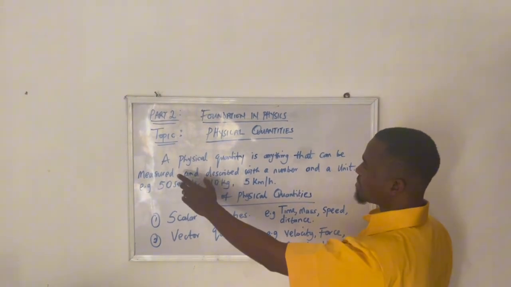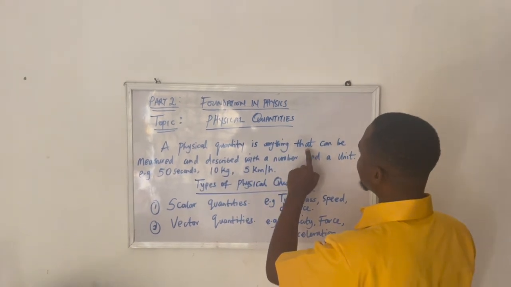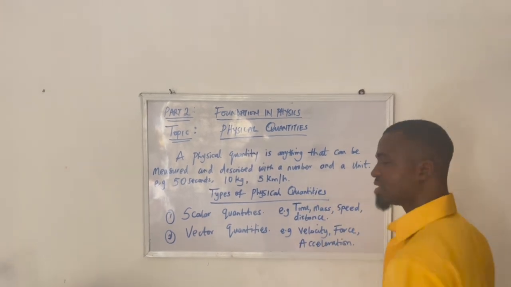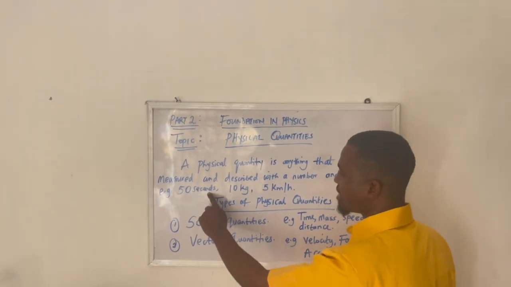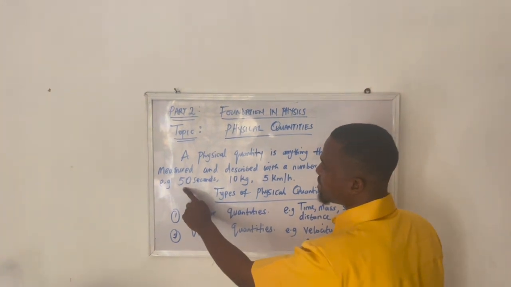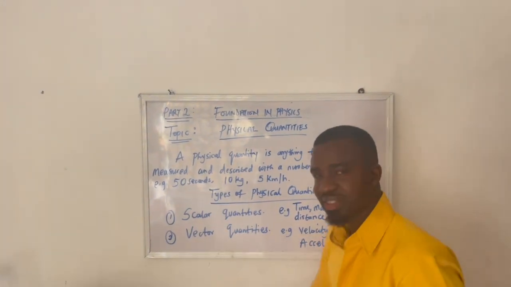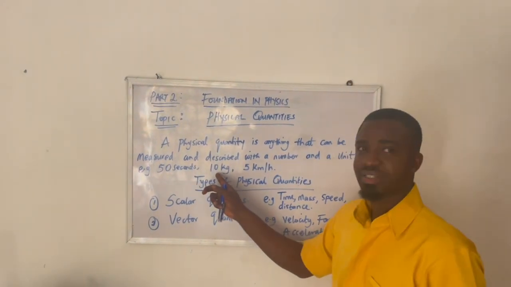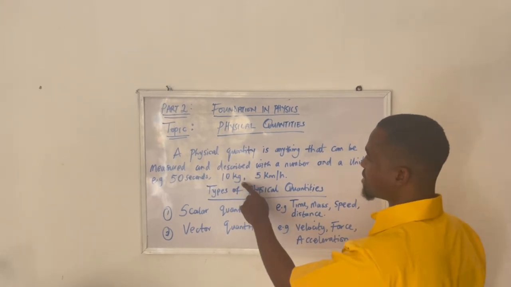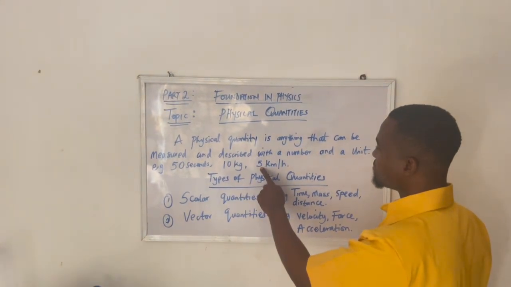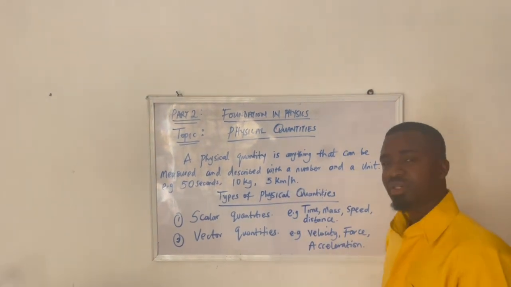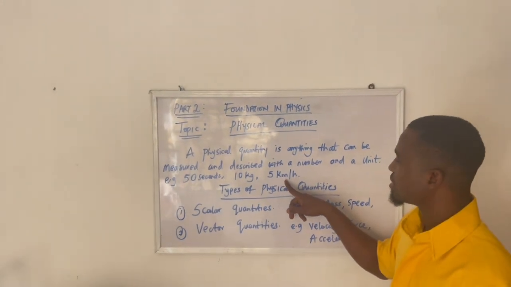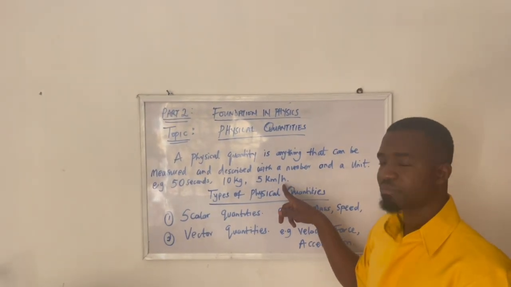Like I wrote before, a physical quantity is anything that can be measured and described with a number and a unit. For instance, I just say 50 seconds. The quantity is 50 and the unit is seconds. 10 kilograms: the quantity is 10, the unit is kilogram. 5 kilometers per hour: the quantity is 5, and the unit is kilometers per hour.